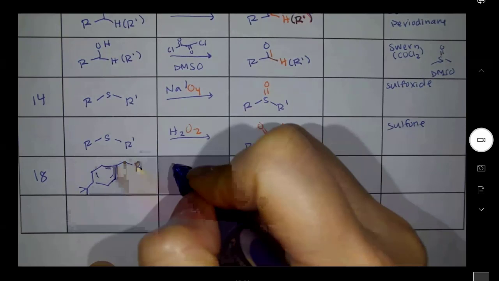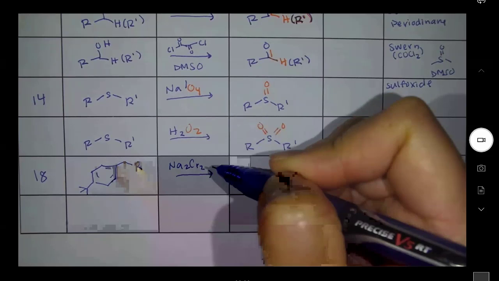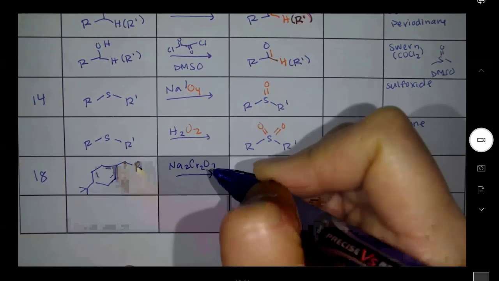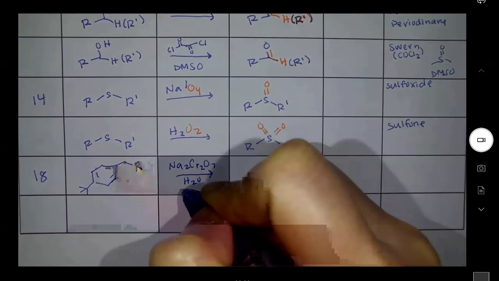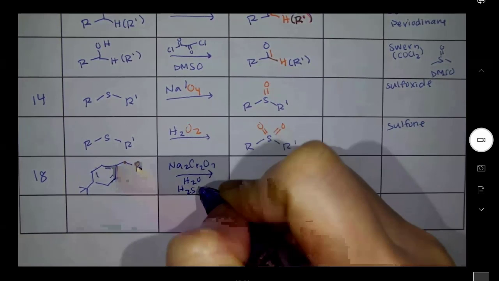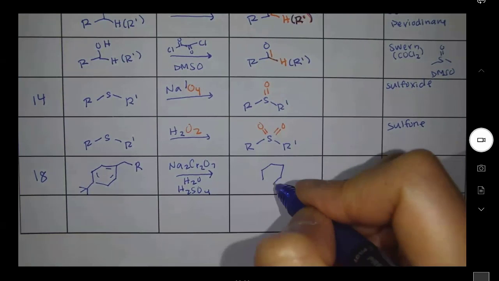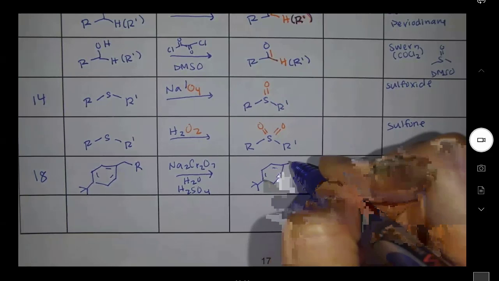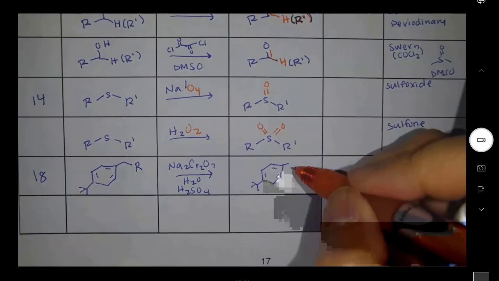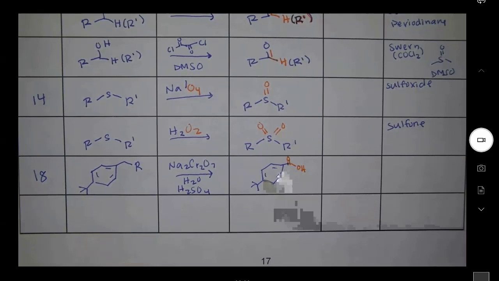And this is with the Jones reagent. Before, we used the Jones reagent in order to oxidize a primary alcohol to a carboxylic acid, or you could use it to oxidize a secondary alcohol to the ketone. But if you have a benzene with a benzylic proton present, that is going to oxidize that to the benzoic acid or the carboxylic acid.